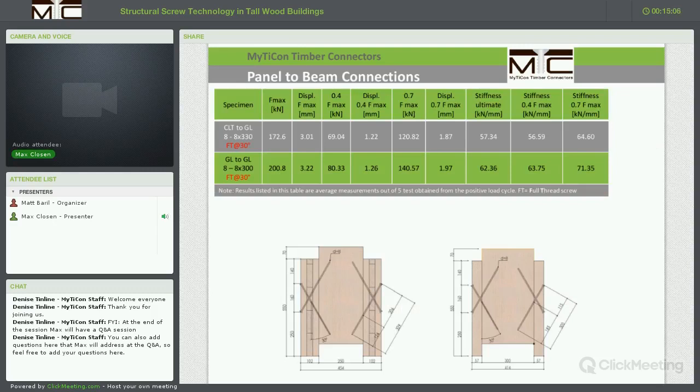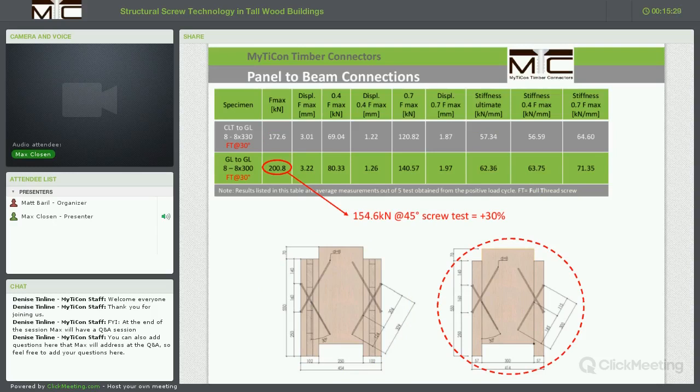In the second set of testing, we looked at a different screw arrangement where we have 30-degree screws. 30 degrees is measured between the glulam wood fiber in the centerpiece and the screw axis. So this is a much flatter screw-in angle that allows us to gain more capacity and stiffness compared to the 45-degree screw testing.